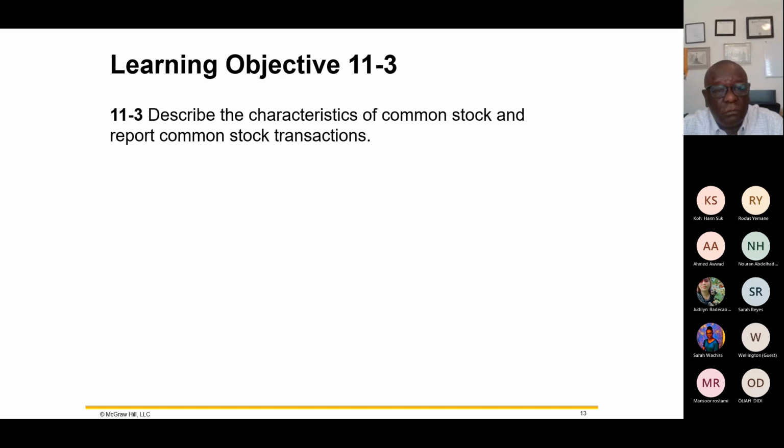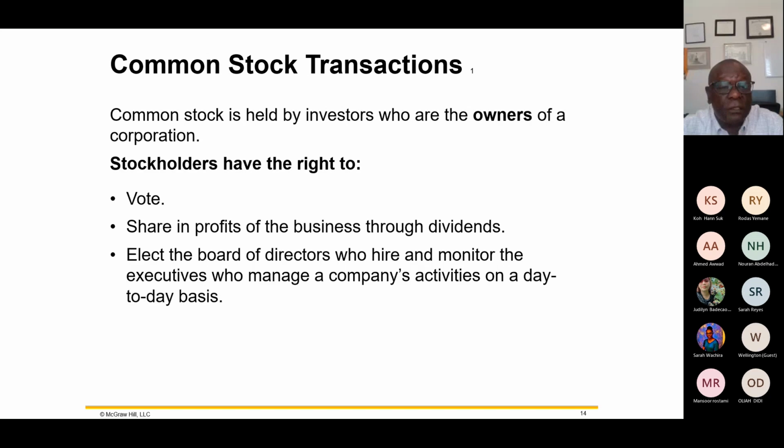Then we talk about the characteristics of common stock and reported stockholder. That is another thing that you should take note of, the characteristics. One of them is that they have the voting right. They can vote, even in absentia. Even if you are not there, at least you can vote by proxy. Proxy means you are not there.